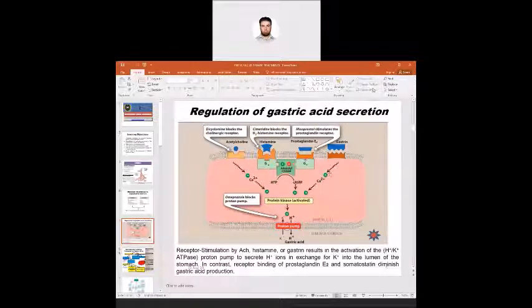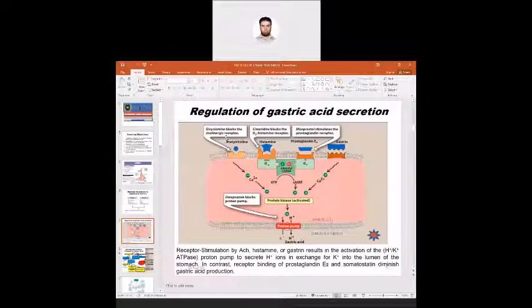So we have the muscarinic receptors there, as you can see on the top left. Muscarinic receptors here receiving acetylcholine. And the acetylcholine is usually released from which nerve? Is it from the sympathetic or the parasympathetic nerve? Parasympathetic. Thank you, Amira. You are very active today.